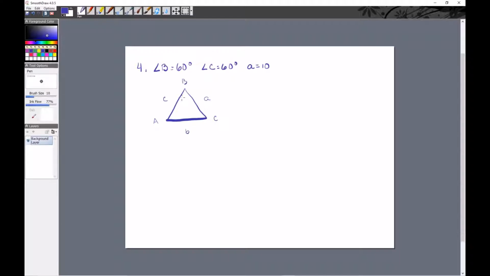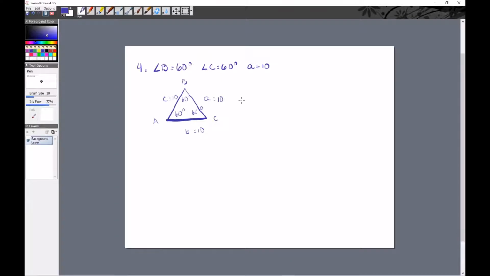Angle B is 60, angle C is 60. Now you're starting to see something going on here, because that adds up to 120, and if you take that from 180, that's going to make this also 60 degrees. And so this is going to be an equiangular and also equilateral triangle. So if A is 10, then B is going to be 10, and then C is going to be 10, so that makes things pretty easy.